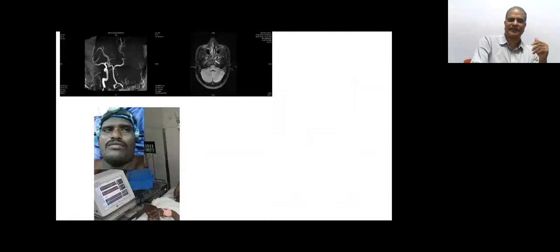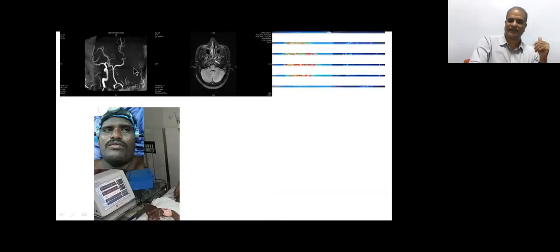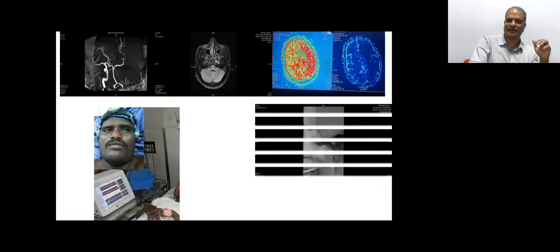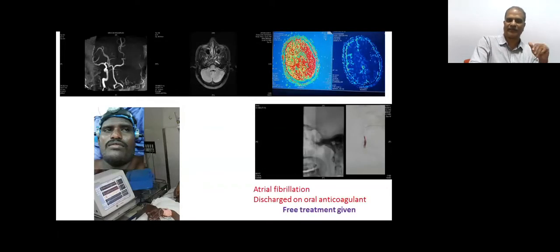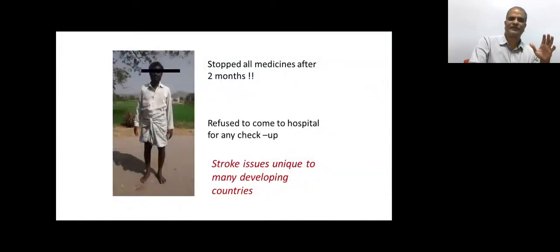This is one of our patients, like you can see here, he had a large carotid block with a large stroke. He came, we did everything possible. He had a large penumbra, he had mechanical thrombectomy, and he was found to have atrial fibrillation. Everything was done free. And this is after 2 months: he stopped all medication, is refusing to come to the hospital, and is happy. So these are the practical things we face.